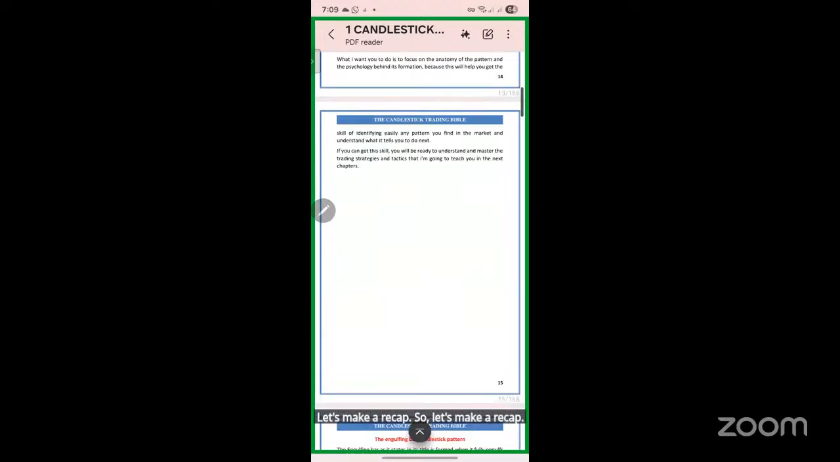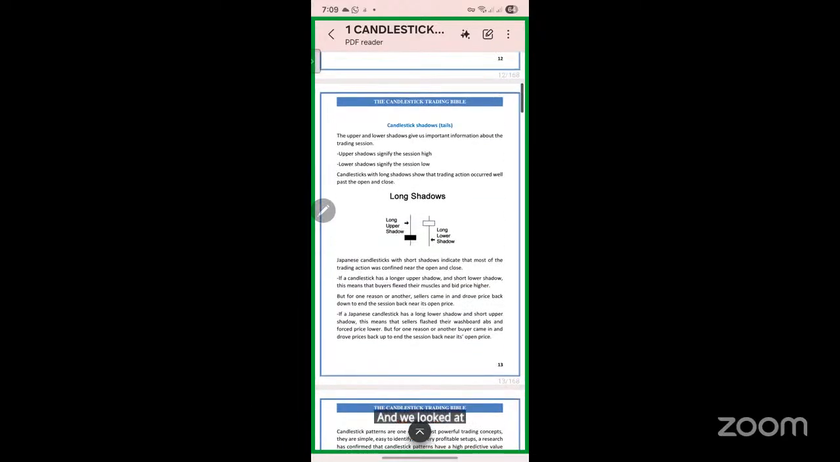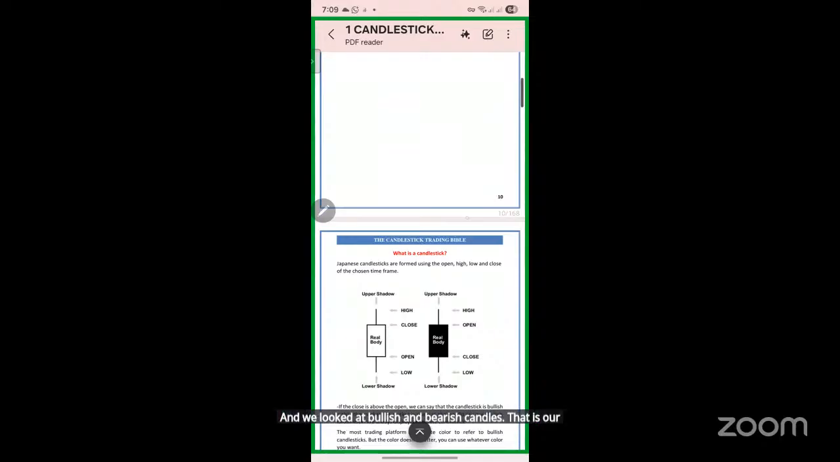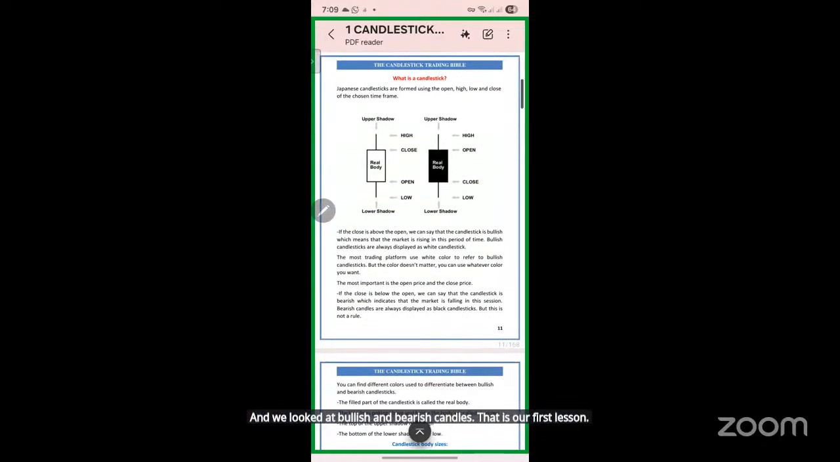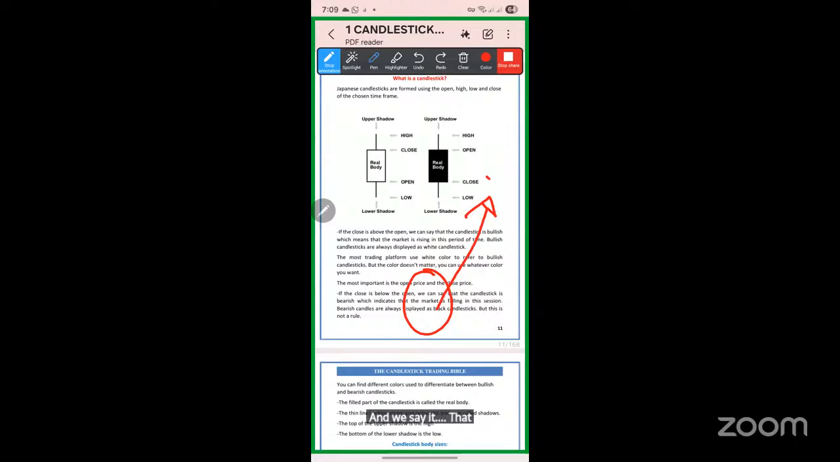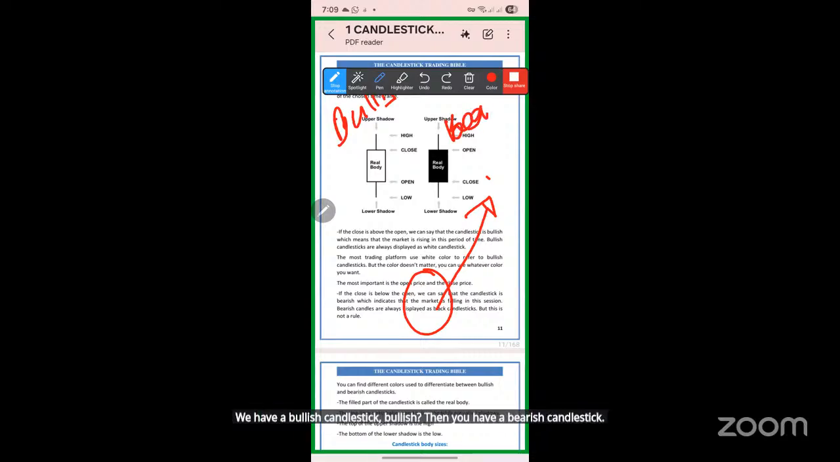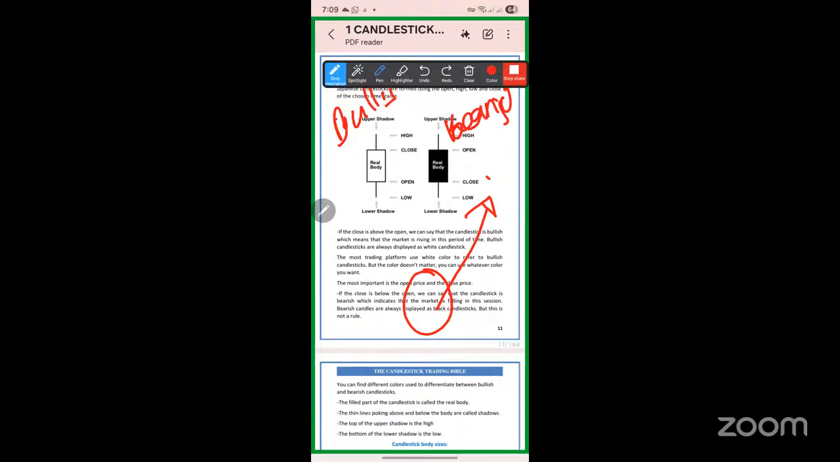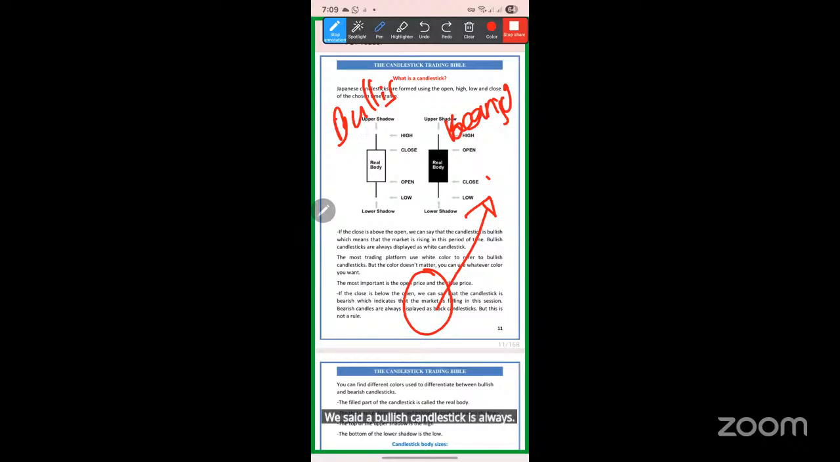We looked at candles, and we looked at bullish and bearish candles. That is our first lesson. Let me make a recap and stop where we have stopped so far. We have two types of candlesticks: a bullish candlestick and a bearish candlestick. We said a bullish candlestick is always green, and the bearish candlestick is always red.